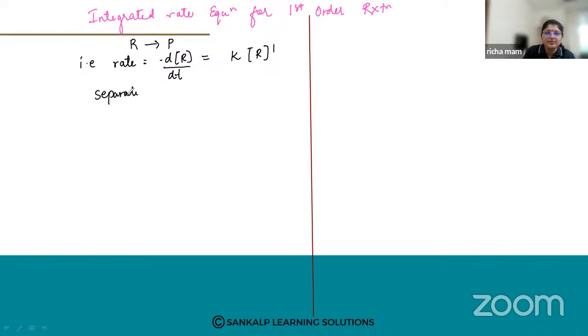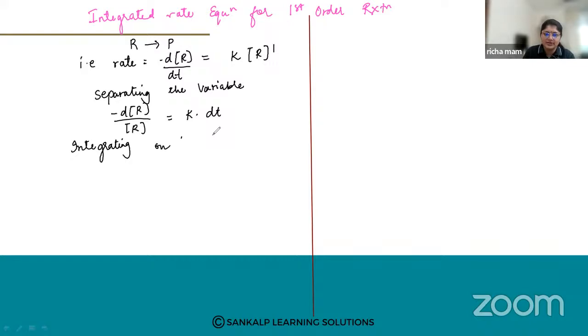So let us separate the variables. After separating the variables, what will I get? Minus dr by r is equal to k dt. Now the next step is integration. After you get this, you have to integrate on both sides.